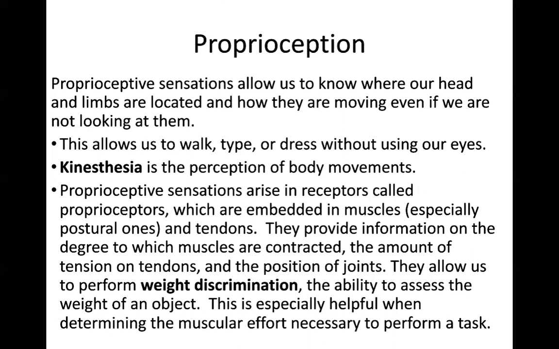Proprioceptors are found in our muscles, especially our postural ones, and tendons, where they provide information on the degree to which muscles are contracted, amount of tension on tendons, and the position of joints. These were the ones that we talked about the other day with the stretch reflex, with the tendon reflex. When you tap on the patellar tendon, that's the stretch reflex, and so on and so forth.